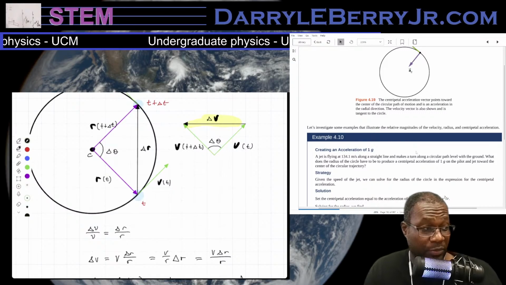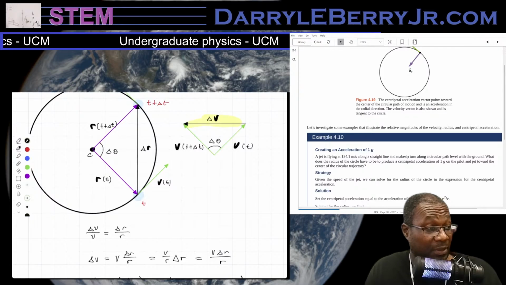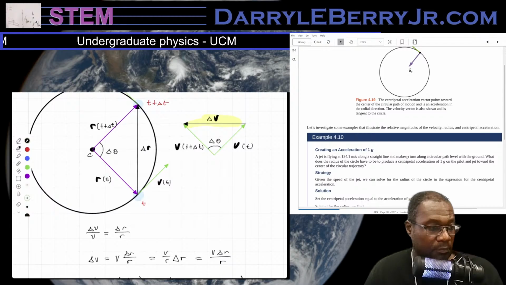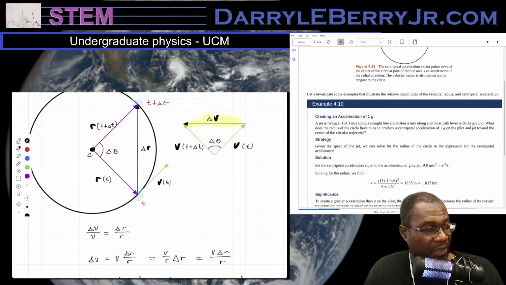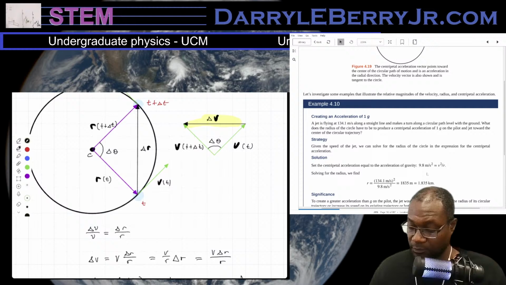The centripetal acceleration vector points towards the center of the circular path of motion, as in an acceleration in the radial direction. The velocity vector is also shown and is tangent to the circle. Let's investigate some examples to illustrate the relative magnitudes of the velocity, radius, and centripetal acceleration.